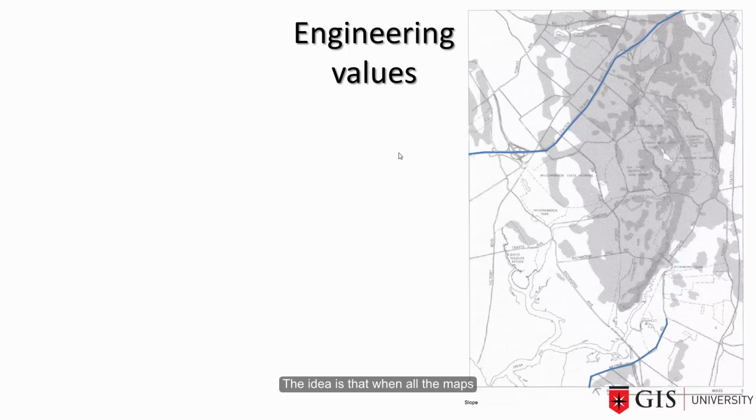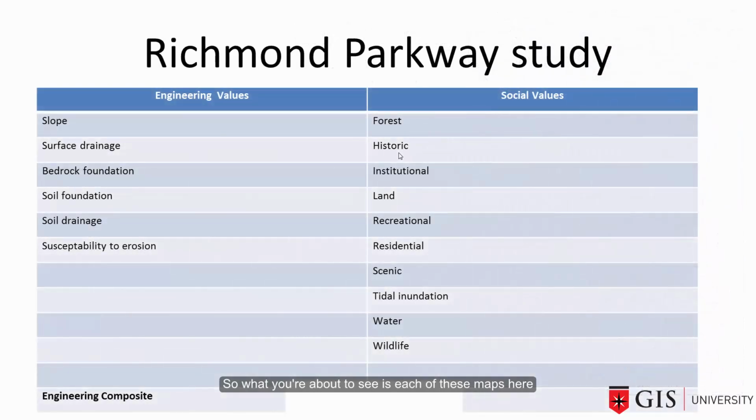The idea is that when all the maps are overlaid on top of each other, the darkest areas would indicate those areas least suitable for the roadway in both engineering and community terms, and those areas that were transparent would indicate those areas that were most suitable in engineering terms and also create the least conflict. So what you're about to see is each of these maps here overlaid on top of each other. Now what I've done is I've scanned each of the images out of the book, and then I've geo-referenced them and overlaid them in a GIS.